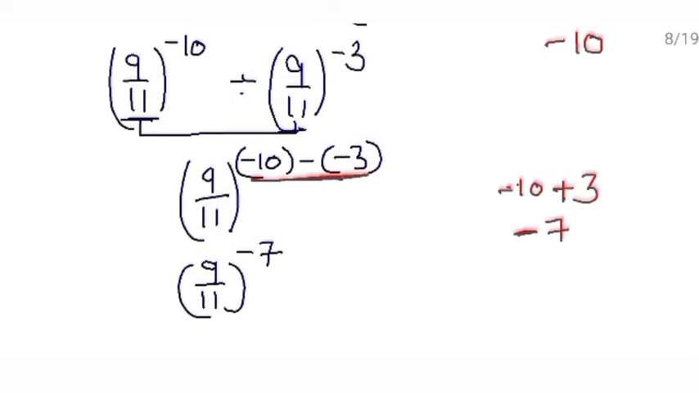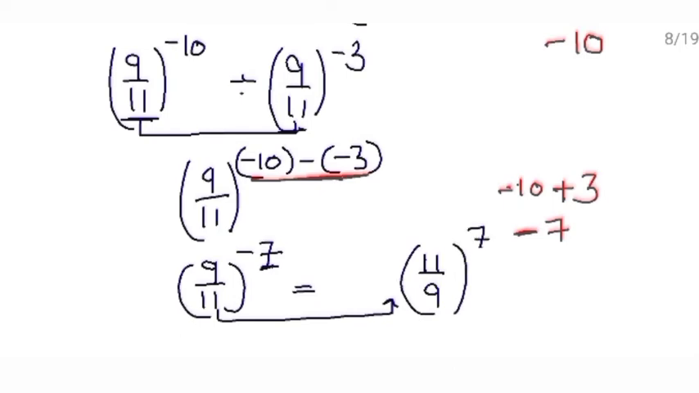So right here, 9 upon 11 raised to the power minus 7. But they were asking for the positive exponent. Exponent को positive बनाना है. So you will write the reciprocal of the base, which is 11 upon 9, because the reciprocal of 9 upon 11 will be 11 upon 9 and then power will be positive, which is 7. This is your answer, 11 upon 9 raised to the power 7.